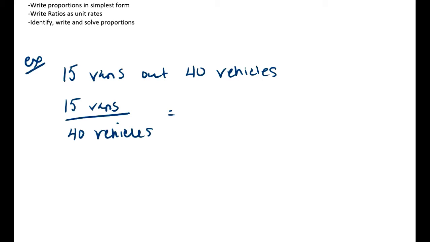And then I'm just going to reduce this fraction like we've done lots of times so far this semester. So I find the greatest common factor of 15 and 40, and hopefully you know it to be 5. And so I'm going to divide top and bottom by 5 here. 15 divided by 5 is 3. 40 divided by 5 is 8. And that is our proportion here in simplest form. So 3 vans to 8 vehicles.